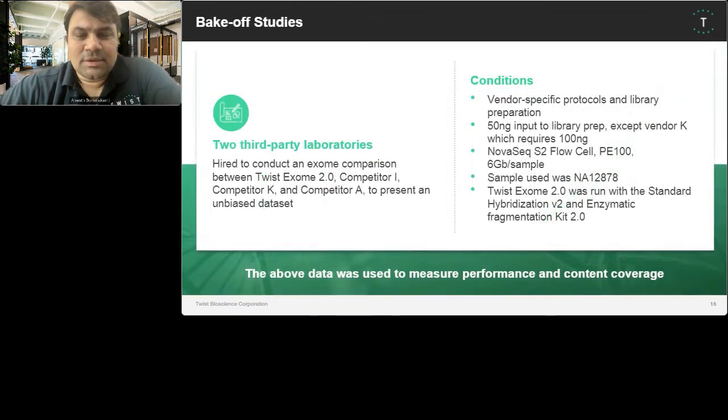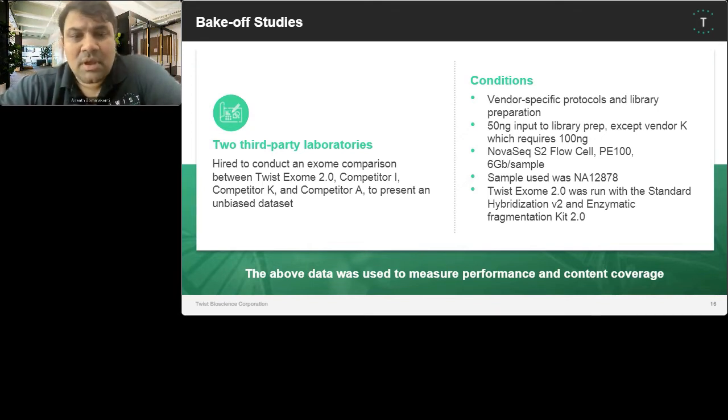Before going into the metrics, I just want to emphasize one point: all the metrics that I'm showing to you are generated by a third-party lab. These are not our internal metrics. All these experiments were done by third-party vendors. So we tried to compare our existing exome with multiple competitors out there.